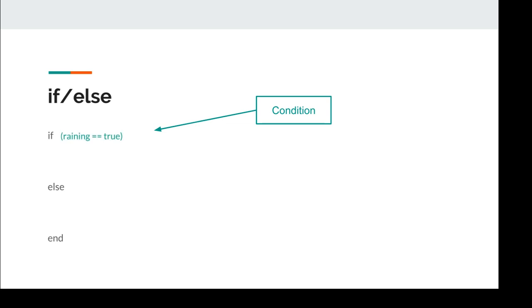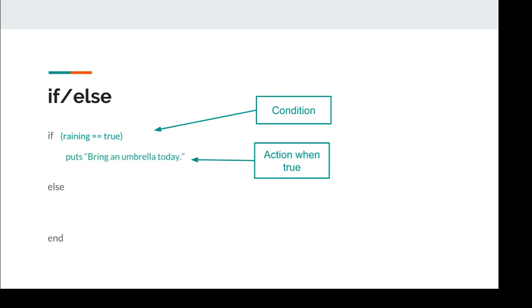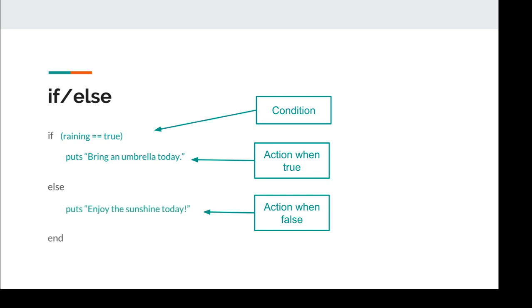Yeah. So we're going to check if raining, which we're going to set up as a Boolean variable, if raining equals true. If raining equals true, then we're going to perform an action. What's the action? Bring an umbrella. Yeah, bring an umbrella today. Else, the action when it's false, enjoy the sunshine today. Okay, so that's the way that we construct an if-else statement. Is that clear for everybody?